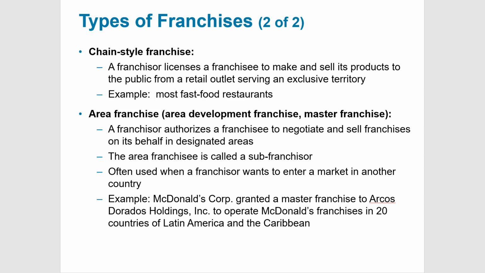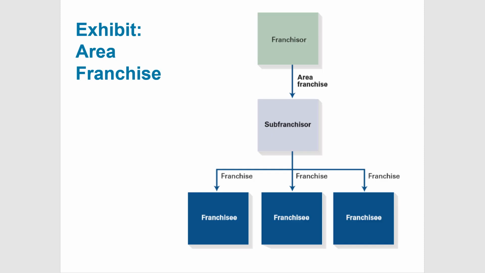So here a franchisor authorizes a franchisee to negotiate and sell franchises on its behalf. So we're sort of adding a middleman into the deal. The area franchisee would be called the sub-franchisor. Like I said, when you're trying to move into international markets, oftentimes this kind of arrangement is used, although not exclusively. An example could be McDonald's Corp. granting a master franchise to Arcos Dorados Holdings Incorporated to operate McDonald's franchises in 20 countries of Latin America and the Caribbean.